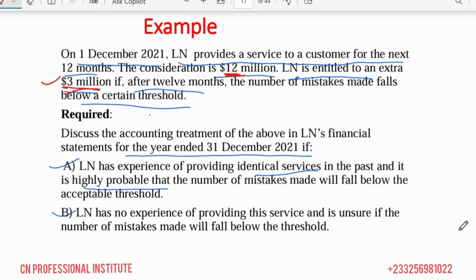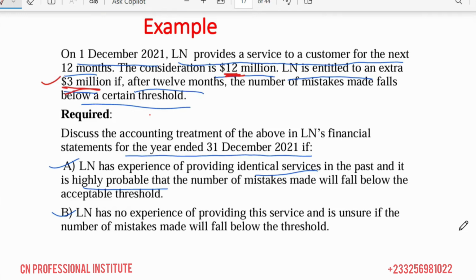So A is saying that they have experience in providing identical services. So it is probable that they will meet that requirement, and it's probable that the number of mistakes will fall below the threshold as spelled out in the question. So the standard is saying, if it's highly probable that they can stick to the terms, that they can provide the service, and the number of mistakes will fall below the threshold, then they can record the revenue, because they are very certain that a significant reversal in the cumulative amount of revenue recognized will not occur.